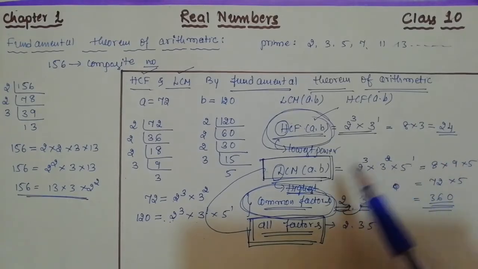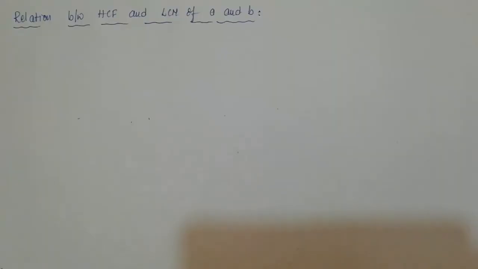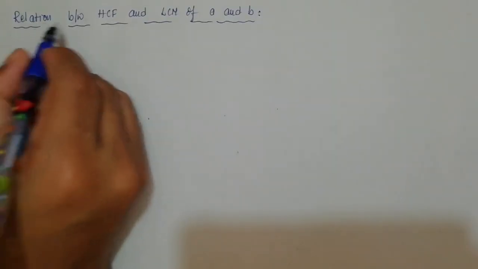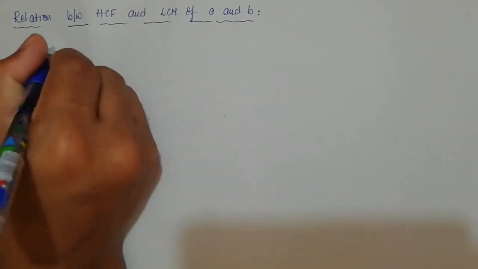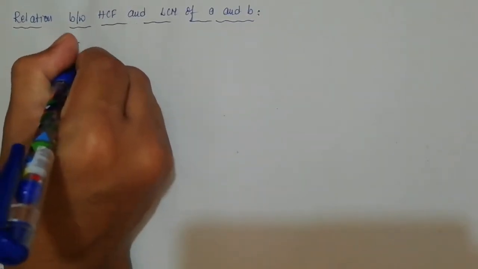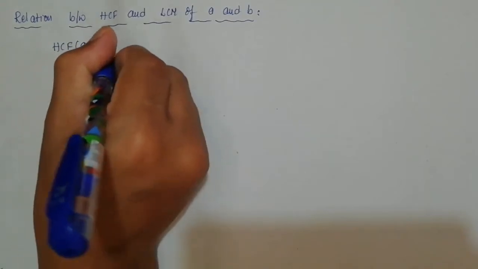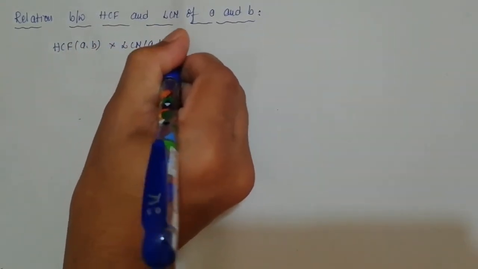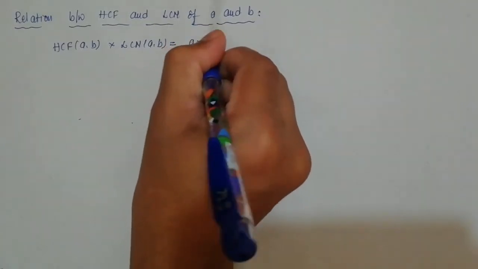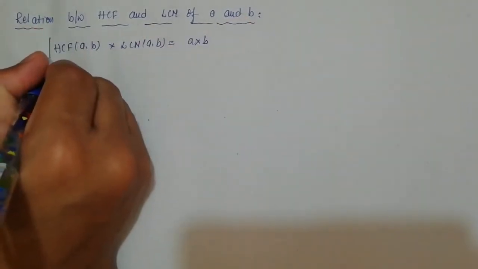The same procedure will be extended for three numbers also, and I have solved some questions for you, and you can look at the problems. One more important thing is the relation between HCF and LCM of A and B. So the relation is actually like this: HCF of A comma B into LCM of A comma B is equal to what? A into B, the product of the two numbers. This is actually very important.